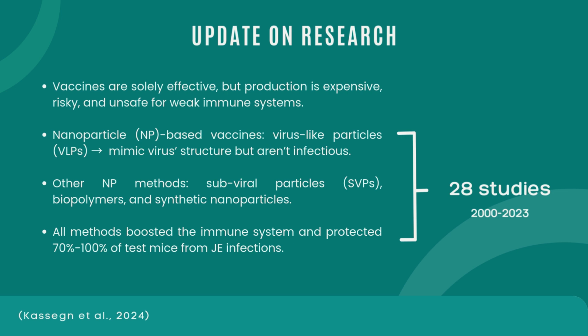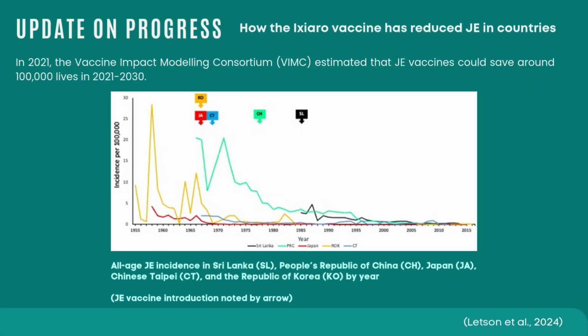From 2000 to 2023, 28 studies focused mainly on virus-like particles that mimic the virus structure but aren't infectious. Other methods included subviral particles, biopolymers, and synthetic nanoparticles. These candidate vaccines showed promising results, boosting the immune system and protecting 70 to 100% of test mice from deadly JE infections. In 2021, the Vaccine Impact Modeling Consortium estimated that JE vaccines could save around 100,000 lives between 2021 and 2030.